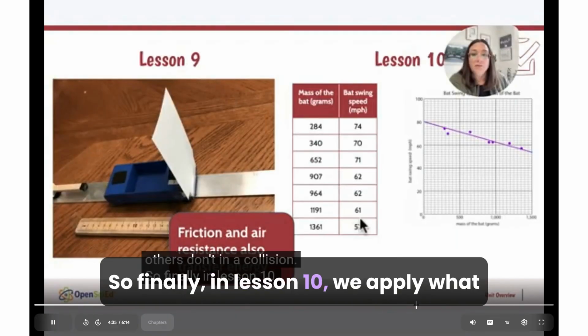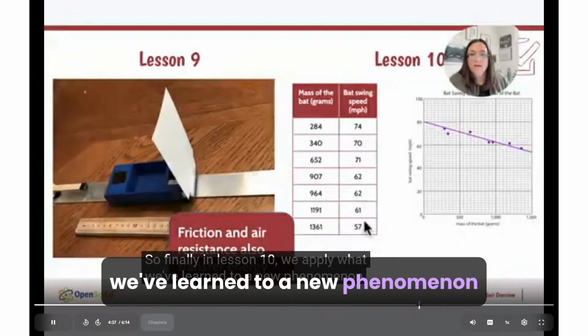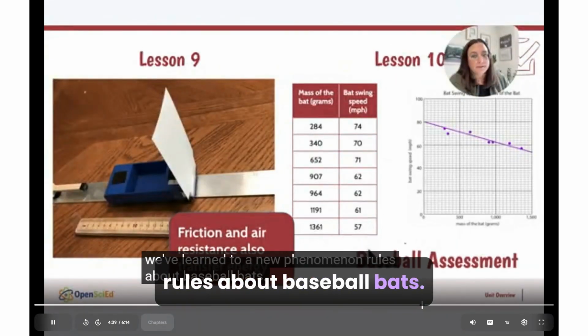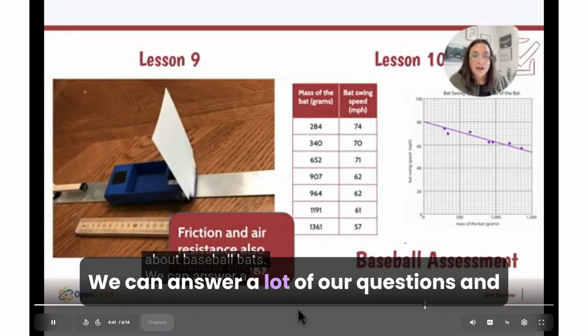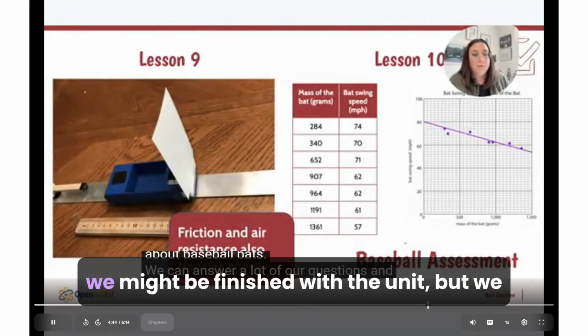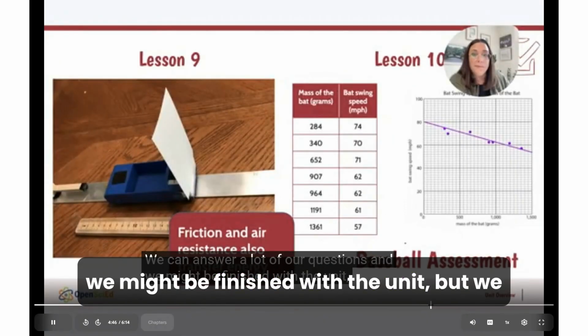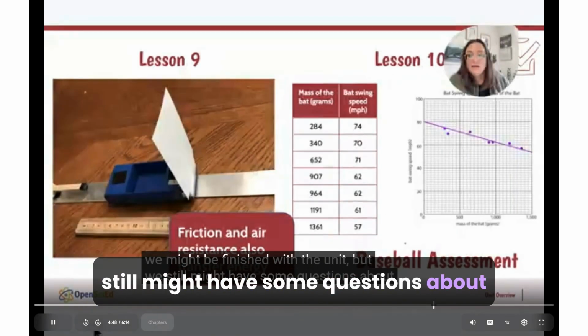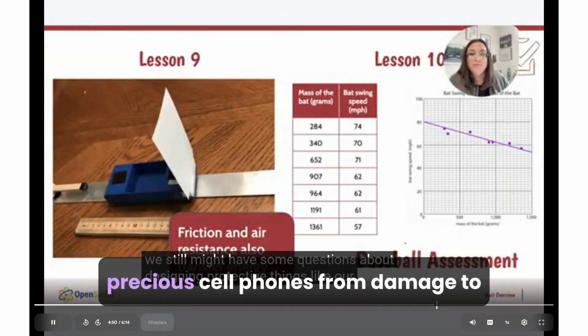So, finally, in lesson 10, we apply what we've learned to a new phenomenon, rules about baseball bats. We can answer a lot of our questions, and we might be finished with the unit, but we still might have some questions about designing protective things like our precious cell phones from damage to collisions.